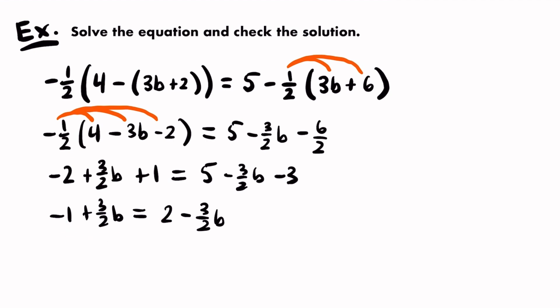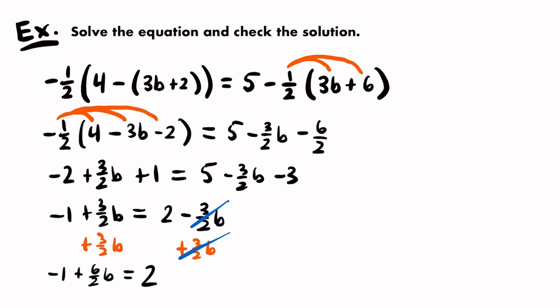So now let's work on combining the variable terms. I'm going to add 3/2 b to both sides. That will get rid of this variable term, right? We're going to add 3/2 b to both sides. So -3/2 b will cancel out with positive 3/2 b, and we'll have -1 plus 3/2 b plus 3/2 b. Those two variable terms have coefficients with common denominators, so we can add the numerators. 3 plus 3 is 6. So we have plus 6/2 b is equal to 2.